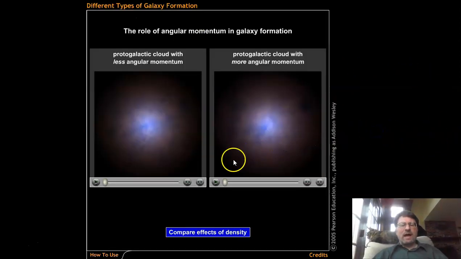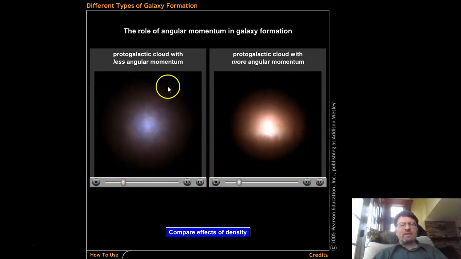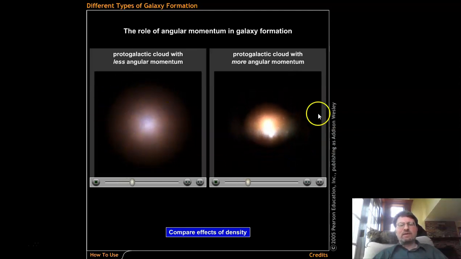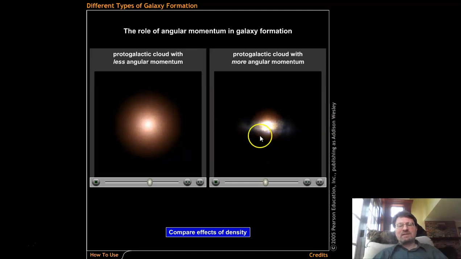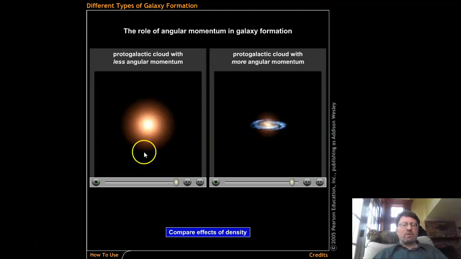Let's take a look at some movies here. We'll press play on both of them. The protogalactic cloud on the left has less angular momentum. The one on the right has more. Notice that the additional spin allows it to flatten out more easily. You're more likely to make a spiral. Whereas over here, without that angular momentum, you don't have as much flattening. You're more likely to make an elliptical.